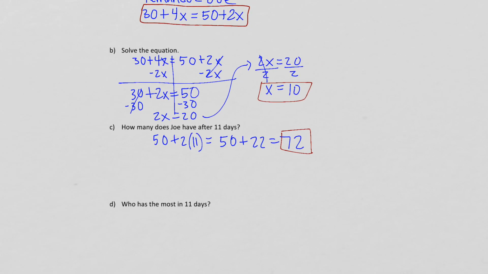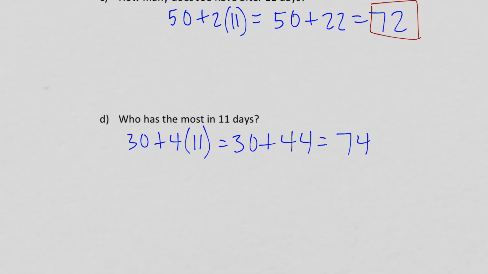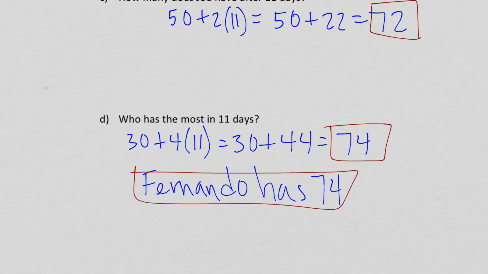D, who has the most in 11 days? That means I have to find how many Fernando will have in 11 days also. So for Fernando, it's 30 plus 4x. So 30 plus 4 times 11, which is 30 plus 44, which is 74. So Fernando has 74. So who has the most? Fernando. Fernando has 74. Joe only has 72. So Fernando wins in 11 days.